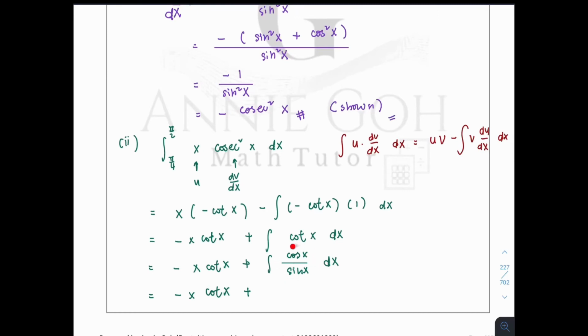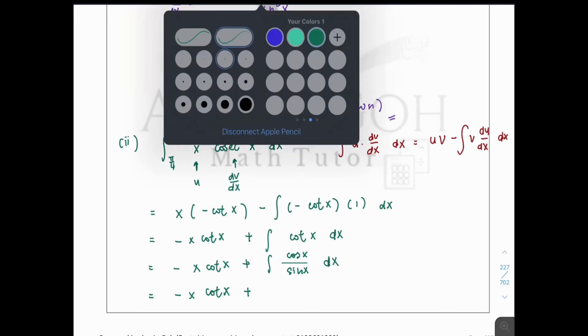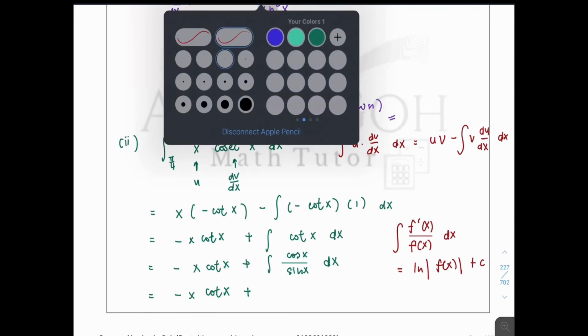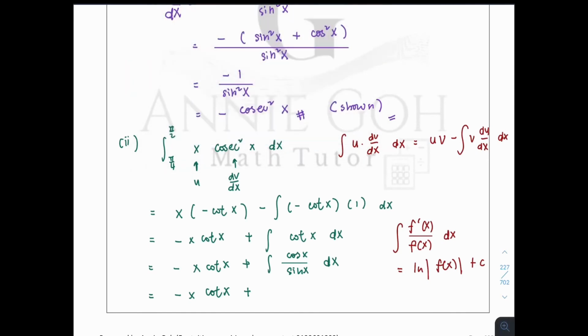It's already in the correct form because according to the ln's integrations formula, let me jot down, it should be in this form, f prime x over fx. If it is already in this form, then we can straight away just ln the bottom part. Alright, so since this is already in the correct form, so I can just straight away ln sin x. Right, so now we can substitute the limits into it.